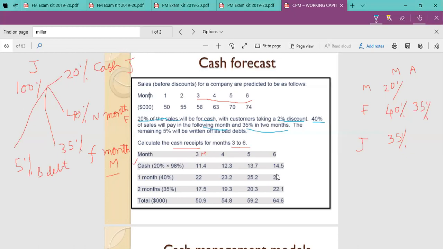Okay. Did you write the figures? Did you calculate? I just waited that you would use your calculator and do the calculation. Did you calculate them? Yes, ma'am, we are doing. Okay.